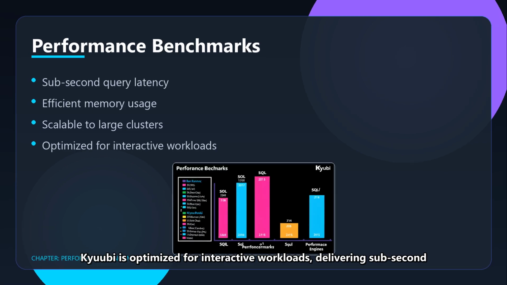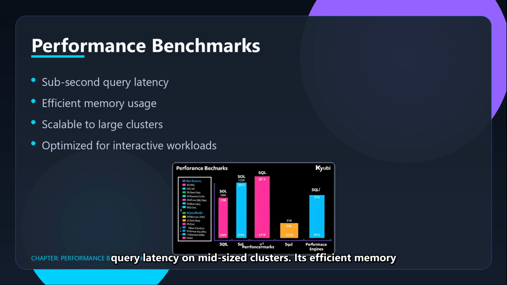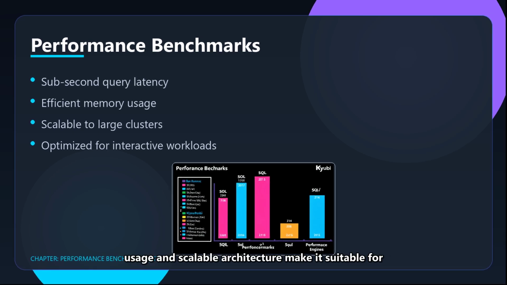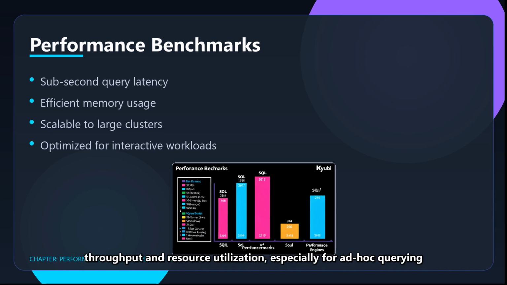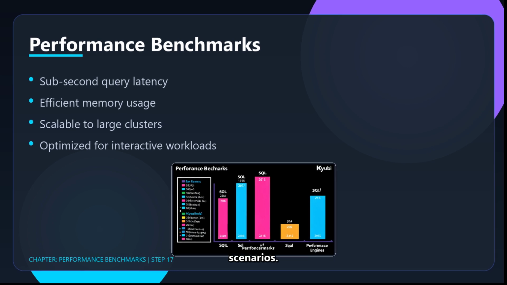Kyuubi is optimized for interactive workloads, delivering sub-second query latency on mid-sized clusters. Its efficient memory usage and scalable architecture make it suitable for large-scale deployments. Benchmarks show strong performance in both throughput and resource utilization, especially for ad hoc querying scenarios.